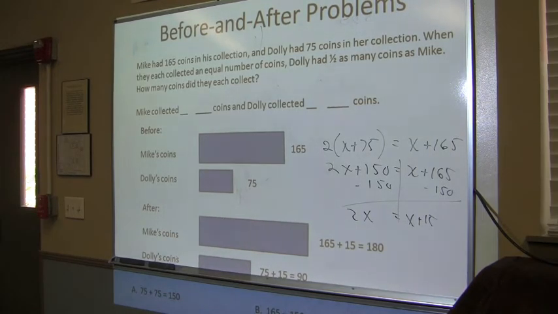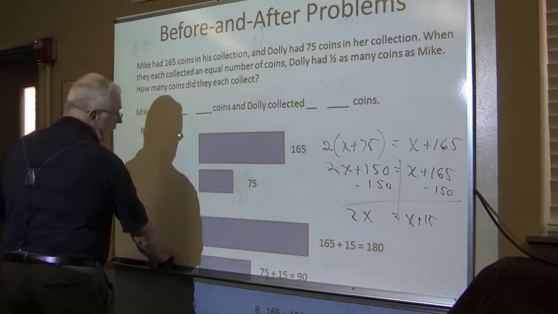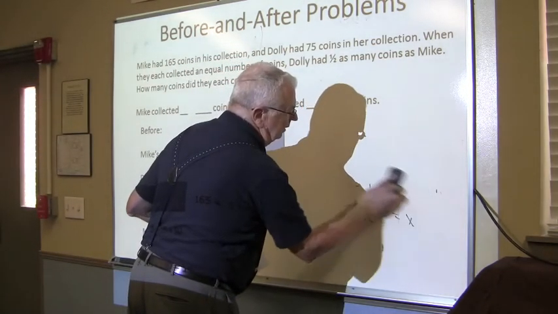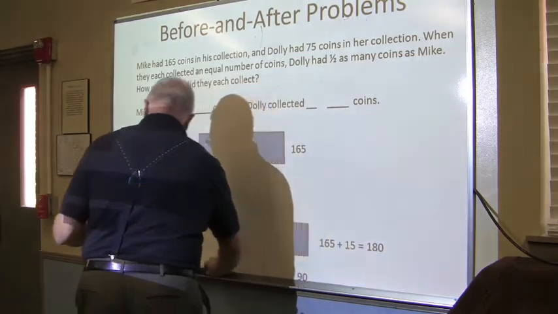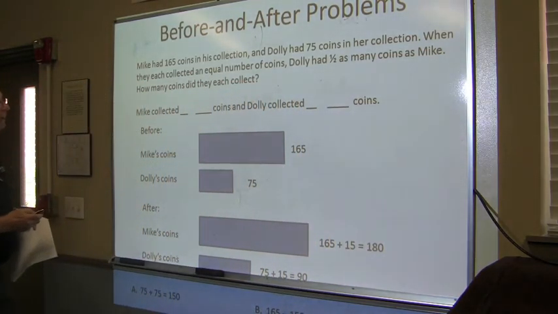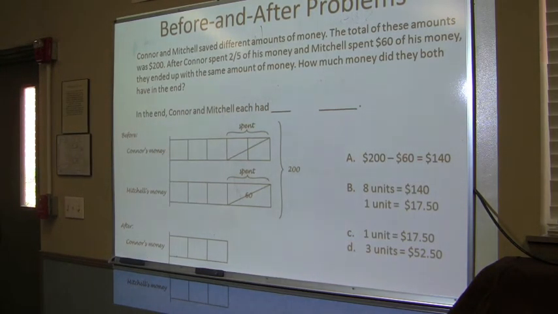Okay, well, here's a before-after on the next page. Connor and Mitchell saved different amounts of money. The amount of these was 200 after Connor spent 2/5. All right, 2/5, that's just a fraction, something like 40%. You can handle this. This actually is easier than the previous one, although it might look more complex.